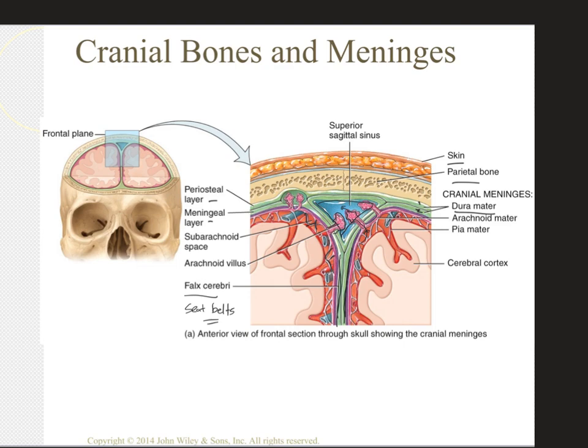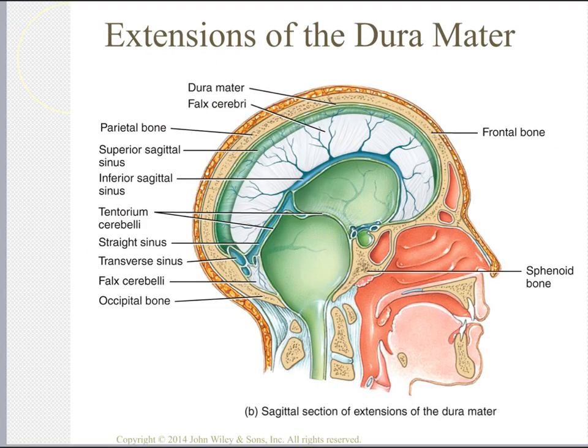Now, as we keep on moving in, we have our pia mater, which you can see right here in red, fused right to the cerebral cortex, and then the arachnoid mater here in purple that gives us those arachnoid villi, and then again the extensions to open up that subarachnoid space. Now we lead into the seat belts of the brain.